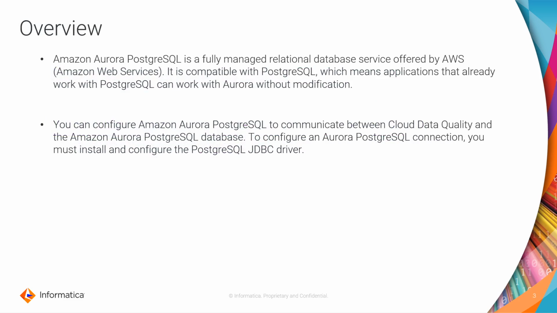Amazon Aurora PostgreSQL is a fully managed relational database service offered by AWS, and it is compatible with PostgreSQL, which means applications which work with PostgreSQL can also work with Aurora PostgreSQL without any modifications. You can configure Amazon Aurora PostgreSQL to communicate between Cloud Data Quality and the Aurora PostgreSQL database. To configure this Aurora PostgreSQL connection, you must install and configure the PostgreSQL JDBC driver in the agent machines.